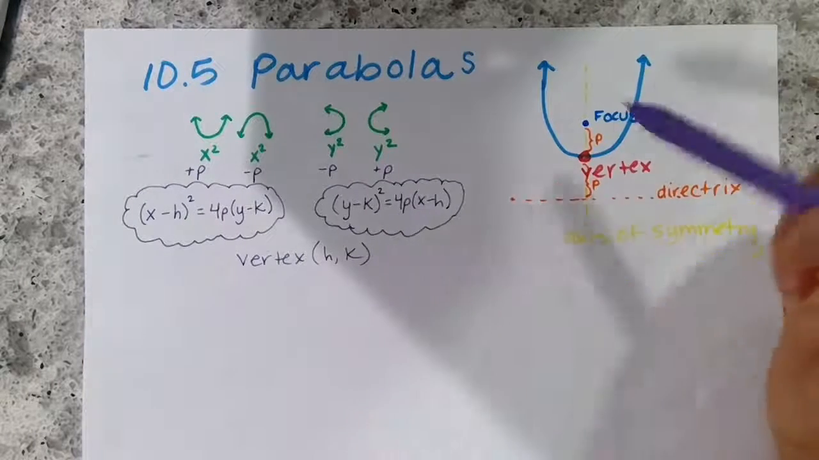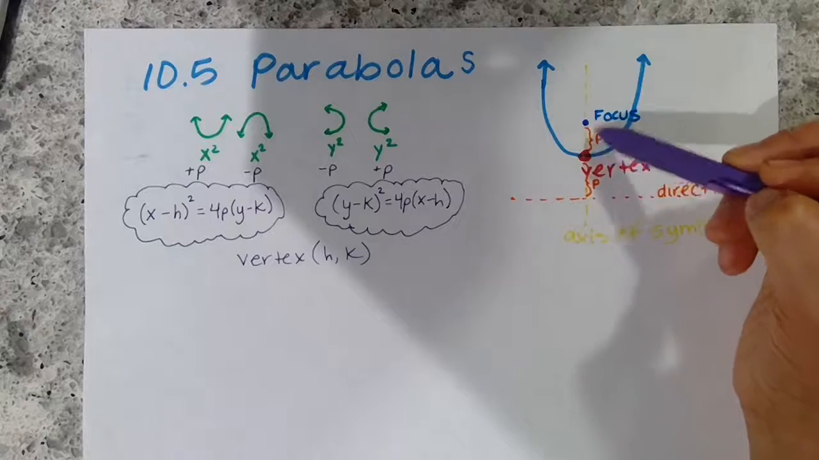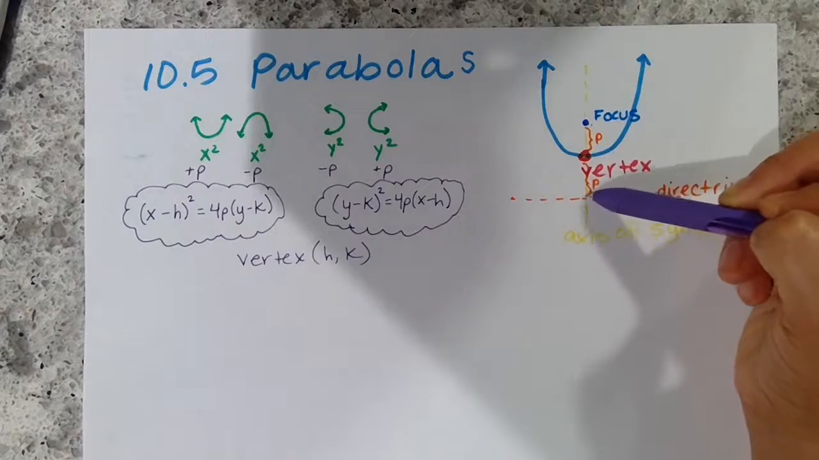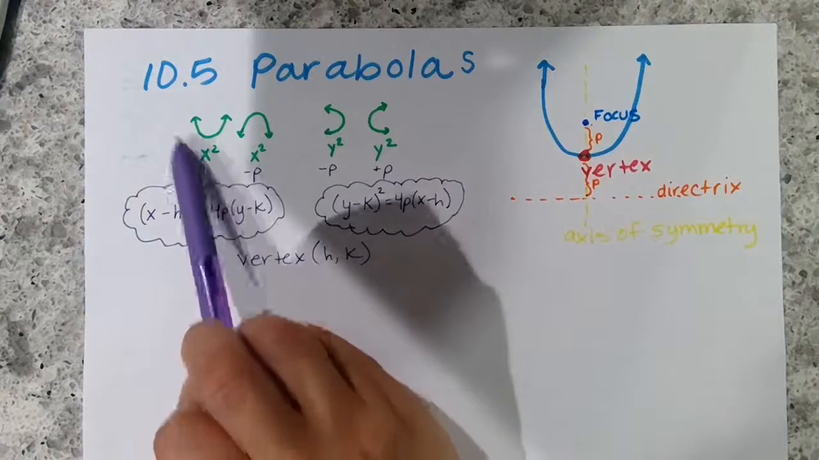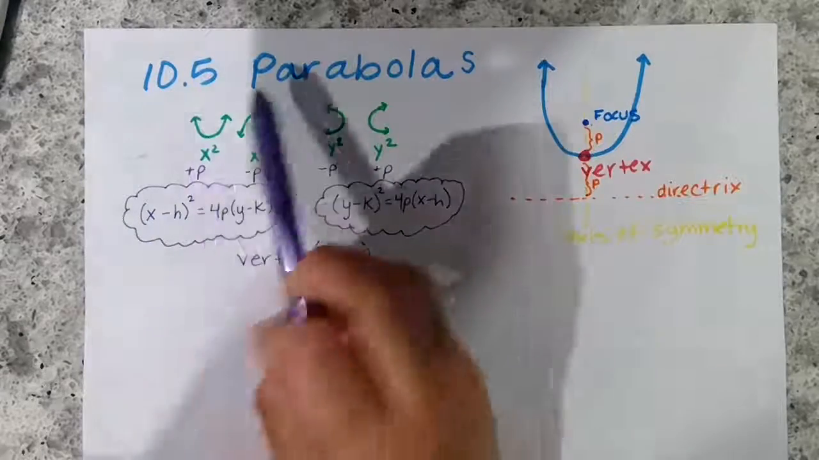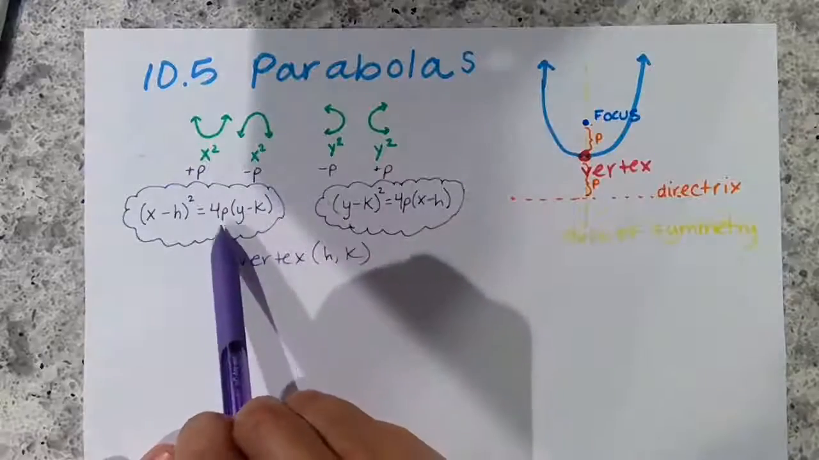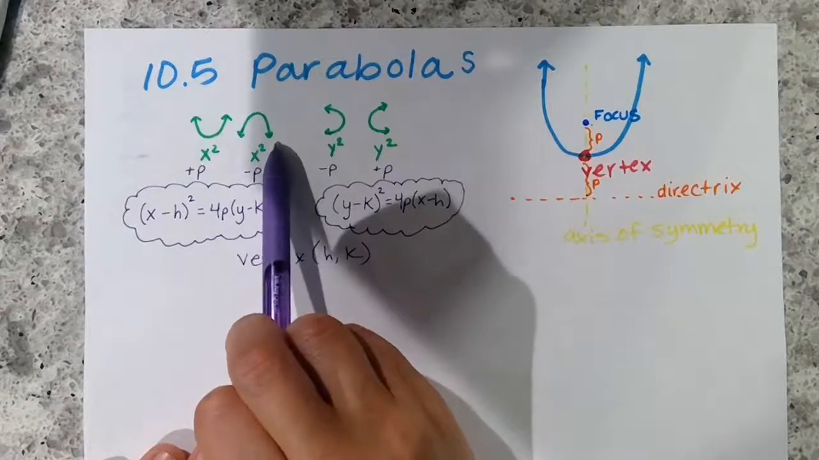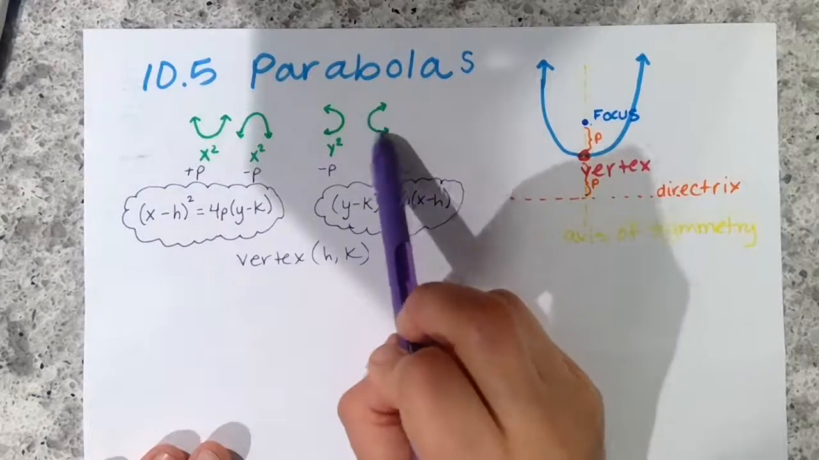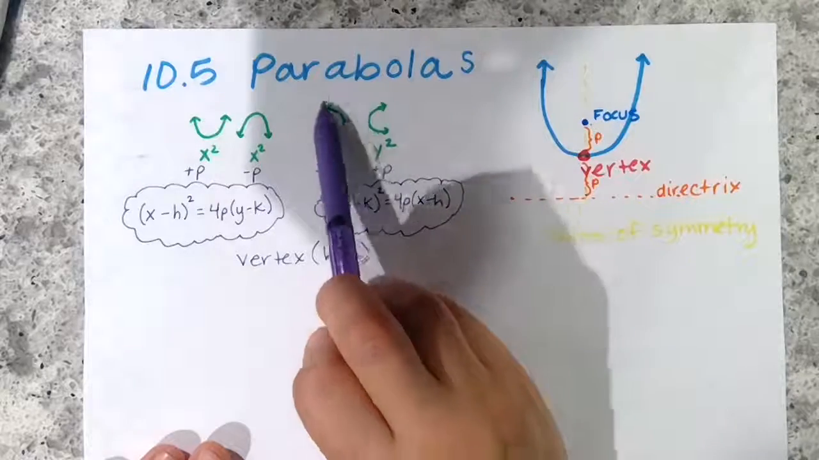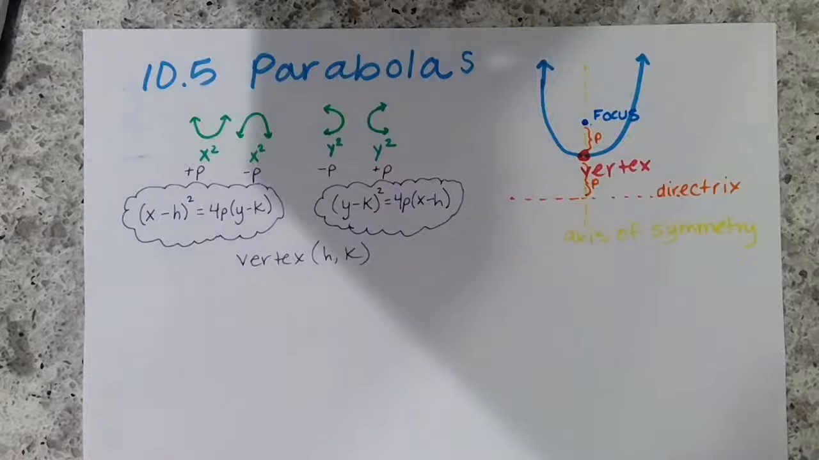And again, the p is the distance from here to here, the same distance here as the same distance here. If you have a positive p value here, it's going to make your parabola open up to the positive side. If you have a negative p value, it'll make your parabola open down. And same thing here. If you have a positive p value, it opens up to the positive side. A negative p value, it'll open up to the negative side. All right, let's do a problem.